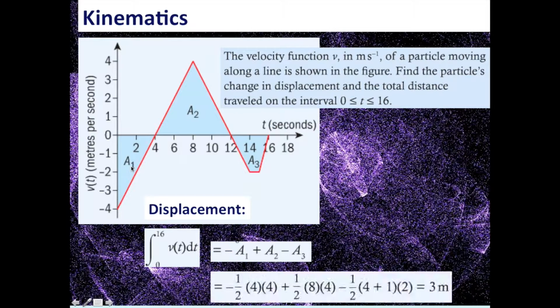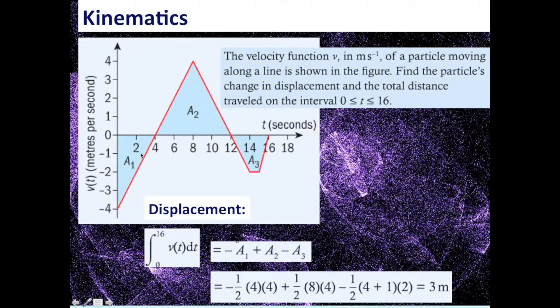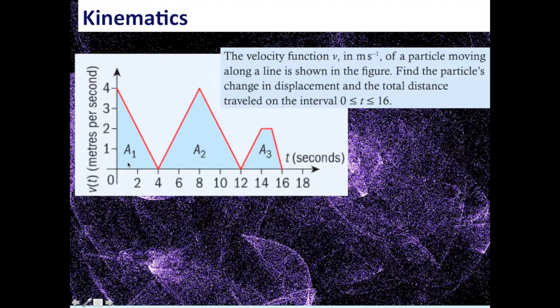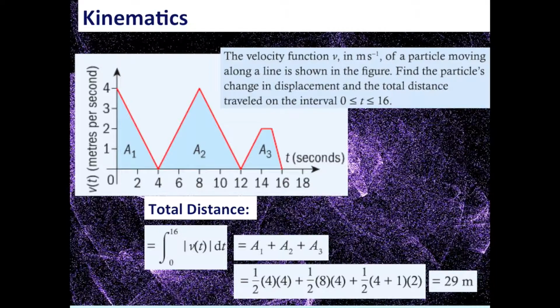negative. So again, we don't know what this function is, so we can't actually integrate it on our calculator, but we can work it out by calculating each individual area. As I said, recognizing these two are negative, that will give us 3 meters. For the distance, we could take the modulus, reflect it here, or you could just, going back to here, take the positive value of A1 and A3, take the absolute value, and if you add those all together, you would in effect be calculating the integral of the modulus between 0 and 16, which would give us an answer of 29 meters.